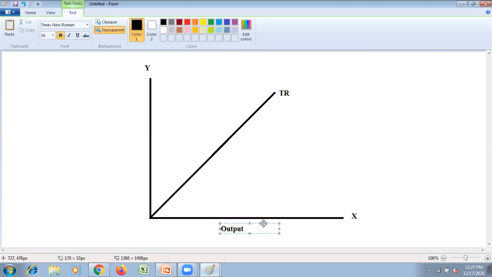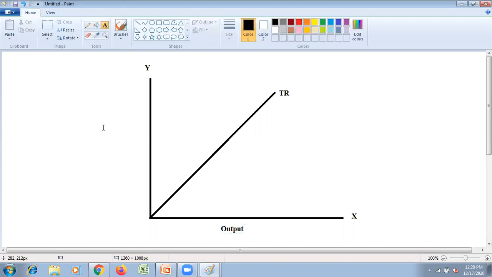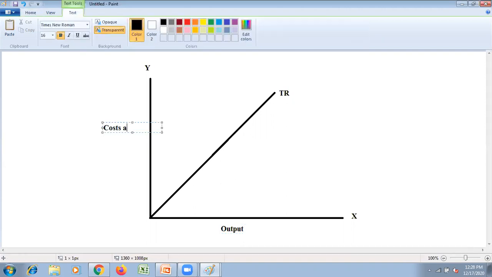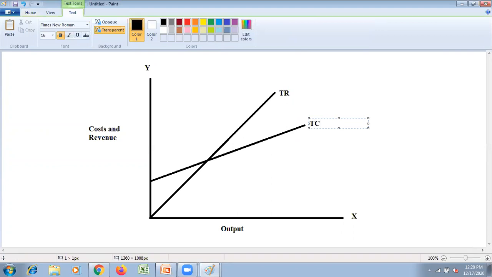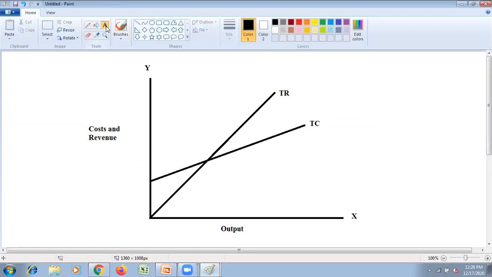Okay. After that, on y-axis, what do we take? We take cost and revenue. This is revenue. Now I'll draw a cost curve. Cost curve normally starts from there. Do you know why? So at zero level output, total cost is never zero. This is total cost. Let me draw total fixed cost curve as well now, so that you will have a clear picture about it as well.